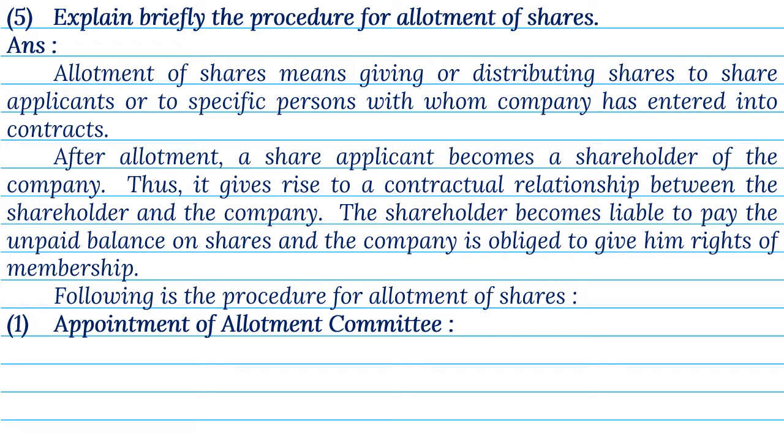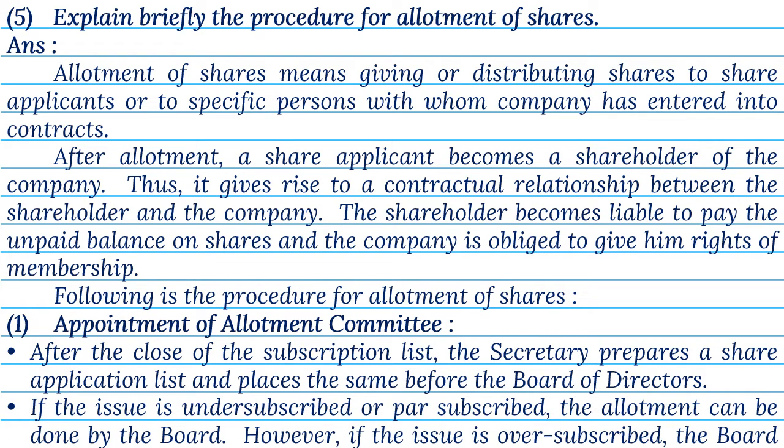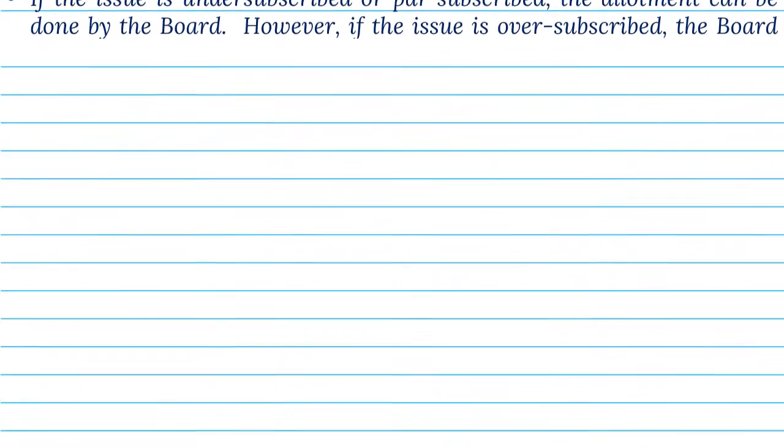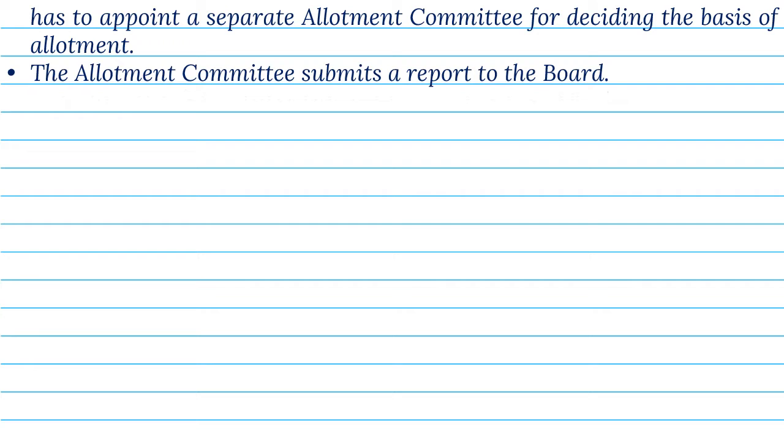1. Appointment of allotment committee. After the close of the subscription list, the Secretary prepares a share application list and places the same before the Board of Directors. If the issue is undersubscribed or par-subscribed, the allotment can be done by the Board. However, if the issue is oversubscribed, the Board has to appoint a separate allotment committee for deciding the basis of allotment. The allotment committee submits a report to the Board.